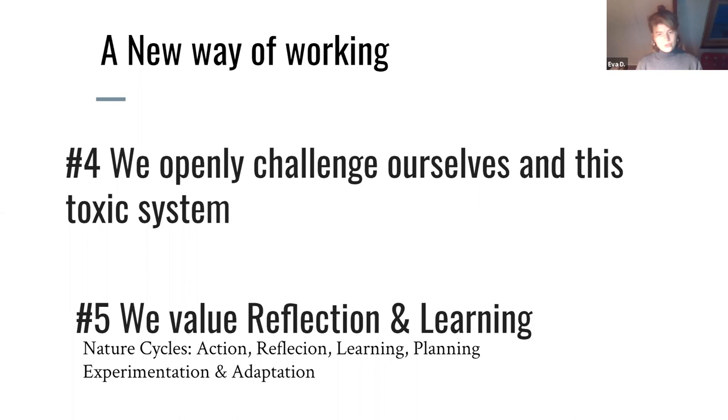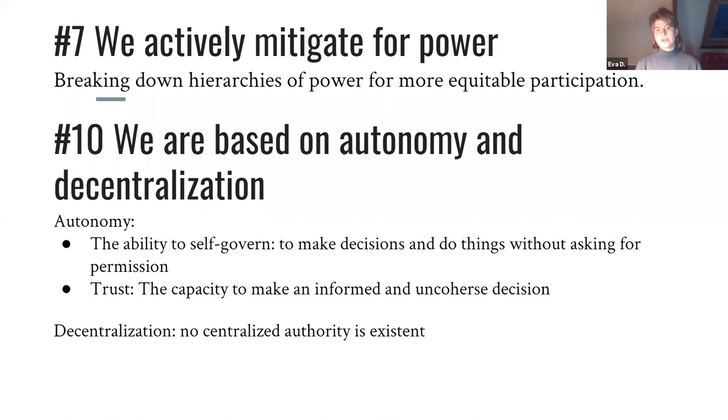So these cycles also allow for experimentation and adaptation in between. Yeah, and then principle 7, we actively mitigate power. Self-organizing systems are also a way of breaking down hierarchies of power and making sure that everybody can participate in an equal way, because you work in circles and with consent, on which we will touch in a bit. They are also based on autonomy and decentralization, which we'll also touch upon.